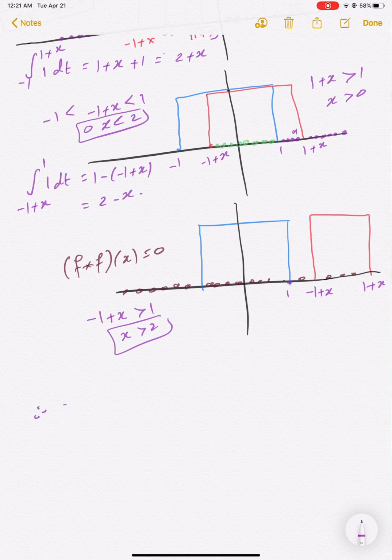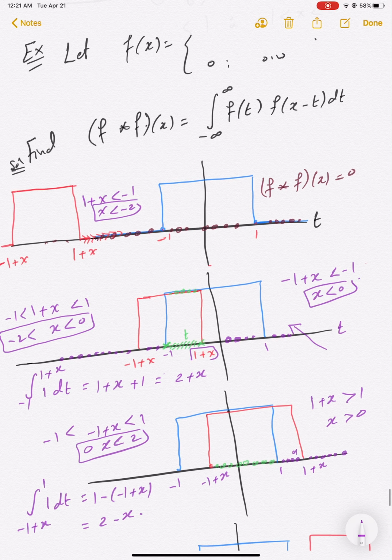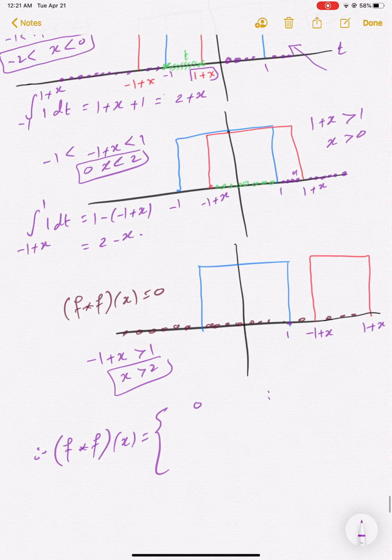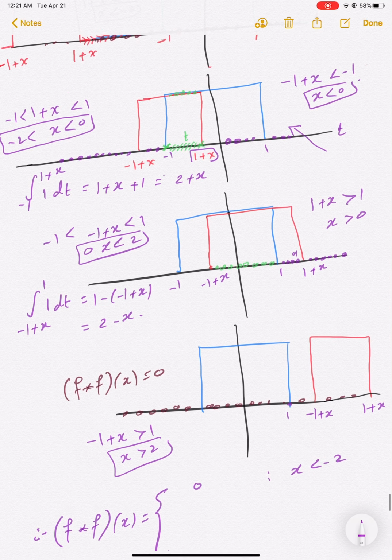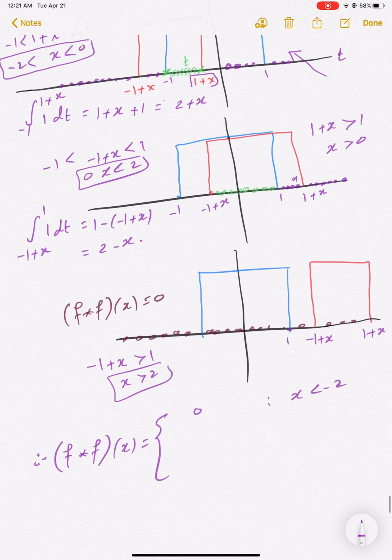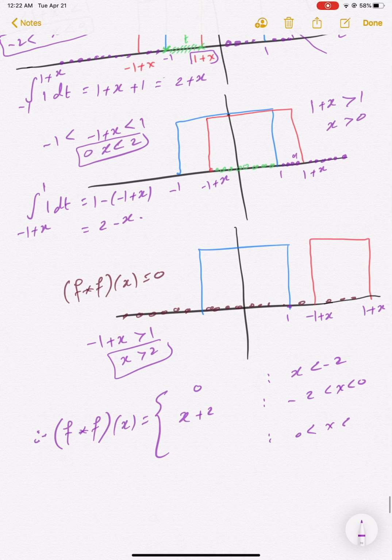So my conclusion is that when you compute the convolution of this function with itself, let's go back, for the first case, it's 0 when x is less than -2. When x is between -2 and 0, you're getting x plus 2. When x is between 0 and 2, you're getting 2 minus x, and you get 0 when x is bigger than 2. This is exactly our convolution.